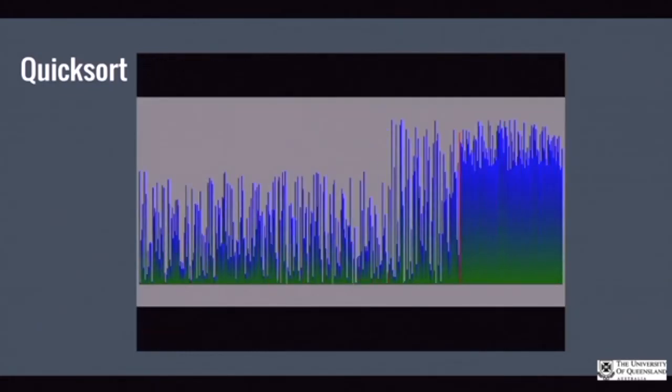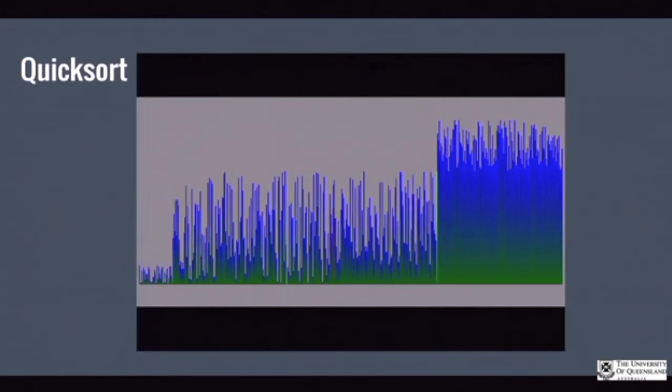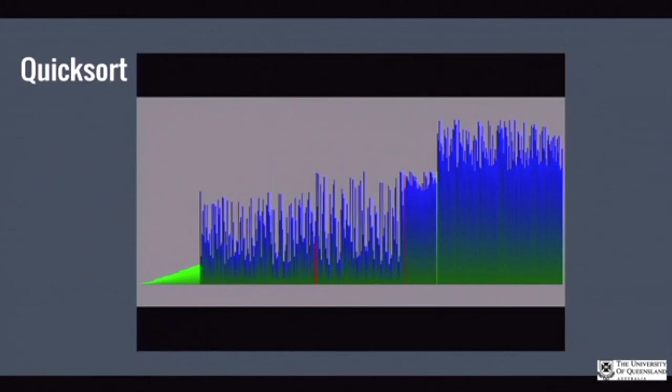So here we can see it's comparing on values, and it put the middle value there as the green one, and then it's comparing all the values to the left and to the right of it.